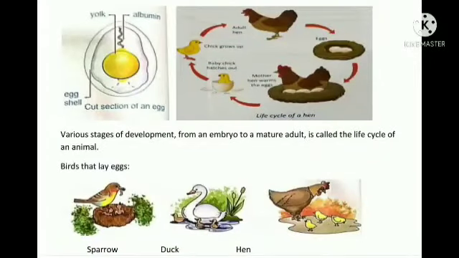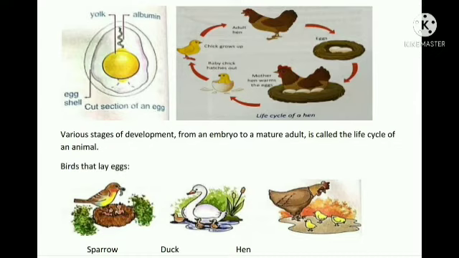So here you can see the life cycle of a hen, where the baby chick hatches out and then it grows up, then it becomes an adult hen, and then again it lays eggs, and in this way the life cycle of the hen goes on.